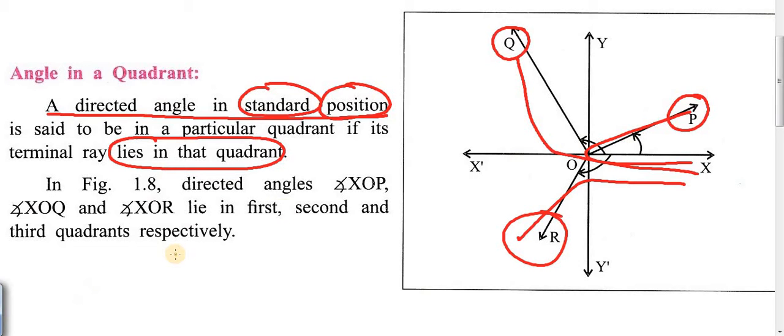Now for an angle to be in a particular quadrant, always remember that the angle has to be in standard position, that is, its initial arm should lie along the positive direction of the x-axis.